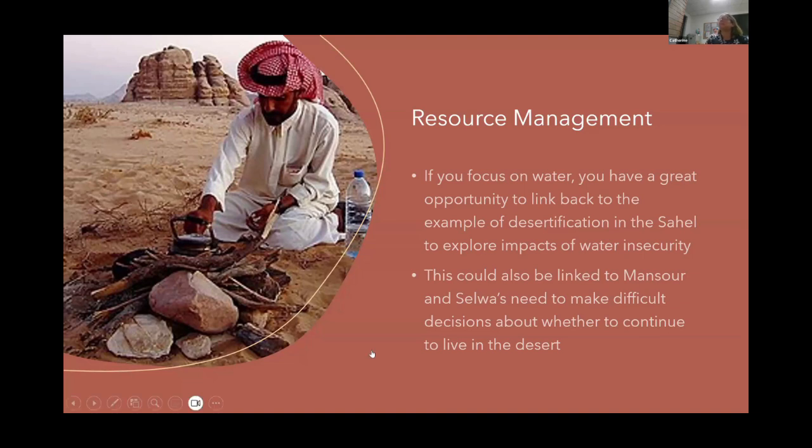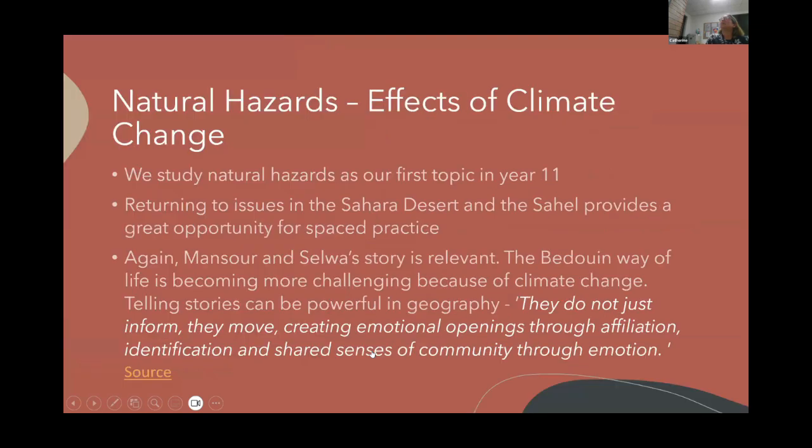If we hop onto the next slide, we can also link this in to natural hazards. We need to look at the effects of climate change. So we can refer back again. So we look at natural hazards at the start of year 11. We can refer back again to the Sahara Desert. We can look at Mansour and Selwa again. The Bedouin way of life is changing because of climate change.